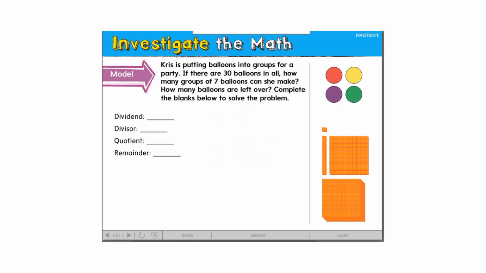So 30 divided by 7 would be 7 on the outside, 30 here. 7 does not go into 3, so I'm going to put a 0. Now that 7 goes into 30, how many times does 7 fit into 30? 4 times. So here's where my dividing comes in. 7 goes into 30 4 times.